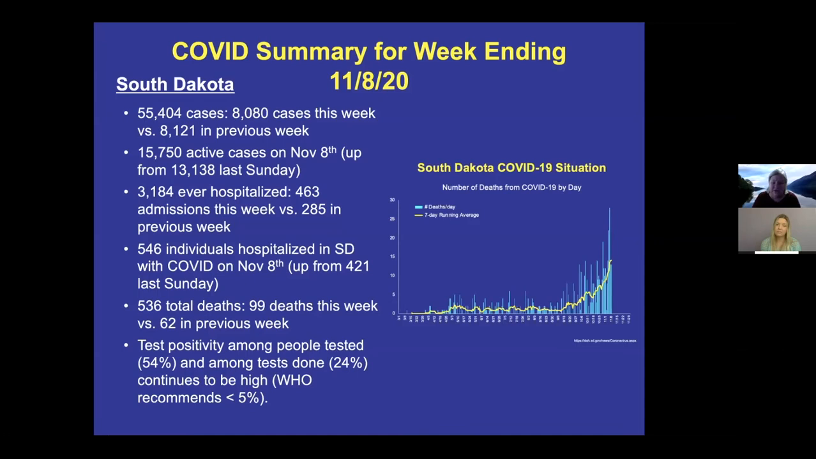The test positivity that I was mentioning, that I wish it was a little better, it would give me more confidence in the cases plateauing out, is 54% if you look among people tested. So not very much testing is going on. 24% test positivity among tests. Again, you want that below 5.